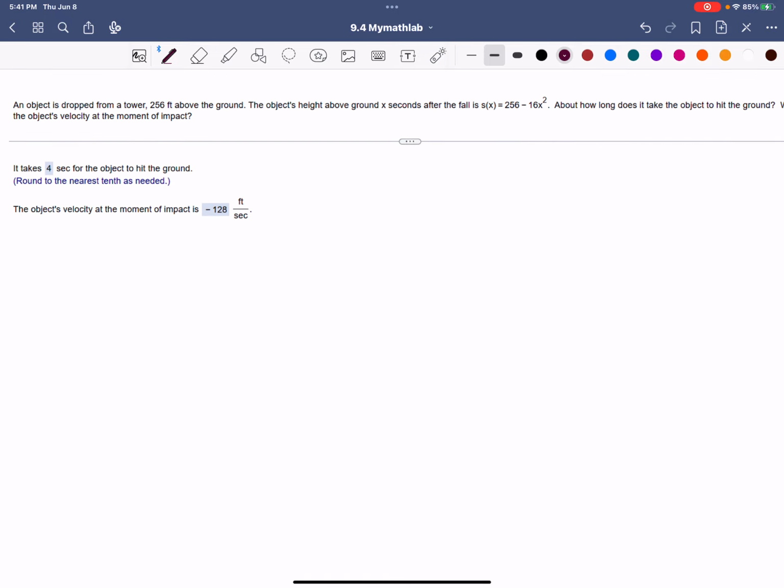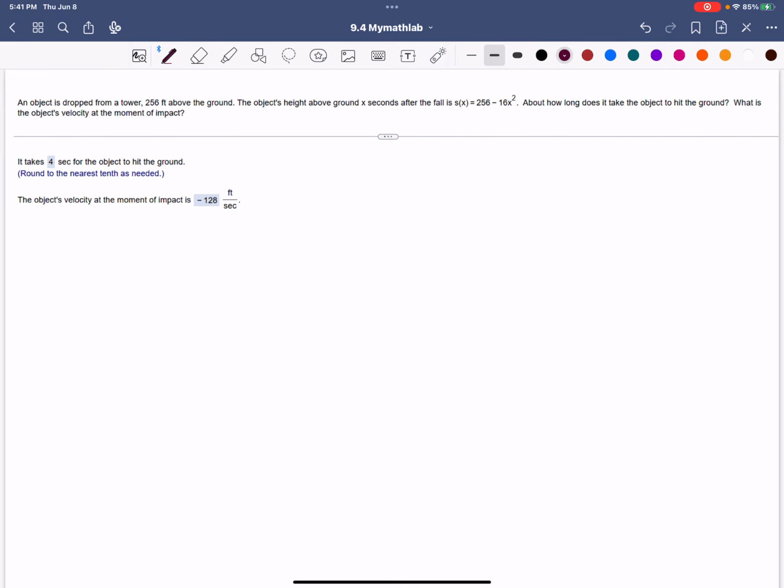I think you will have pretty much the same kind of problem, but with different numbers. An object is dropped from a tower. To draw a tower here, this is a tower. And I'm going to draw an object in the color green. Okay, and I want you all to focus here.